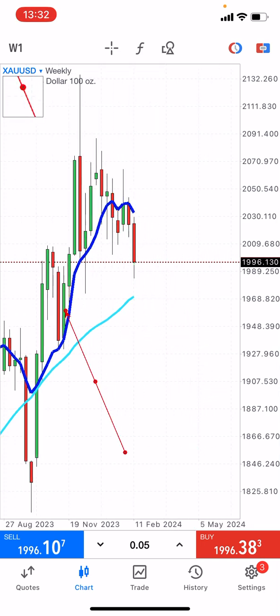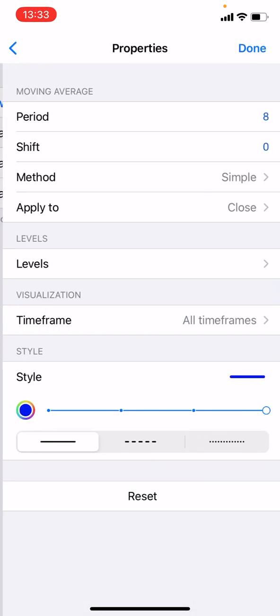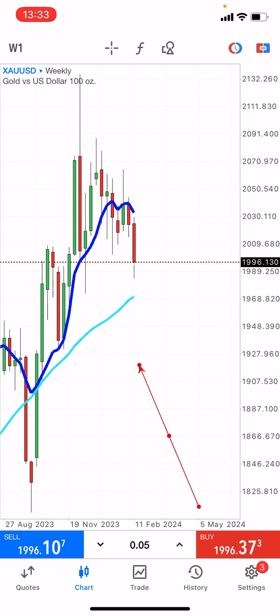So we did say that you can add the 8 MA, 50 MA, and 200 MA, of which they are all here. 200 MA is represented in red, the light blue is the 50, and the dark blue one is the 8 MA.